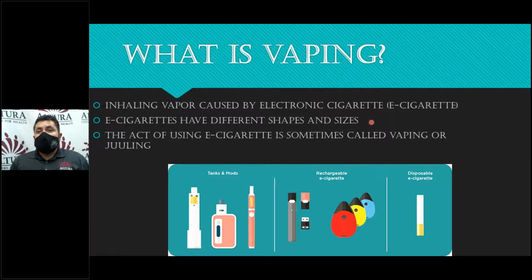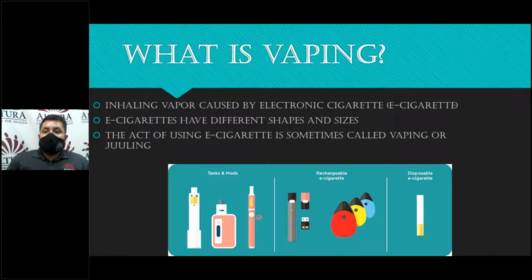So what is vaping? Vaping is inhaling vapor caused by an electronic cigarette, also called an e-cigarette. E-cigarettes come in many different shapes and sizes. As you can see in this picture, there are different shapes and sizes of e-cigarettes. These ones right here are a little bit bigger because they're meant to be modified. So the user modifies their vape pen, their vape product, in the way that best suits them.